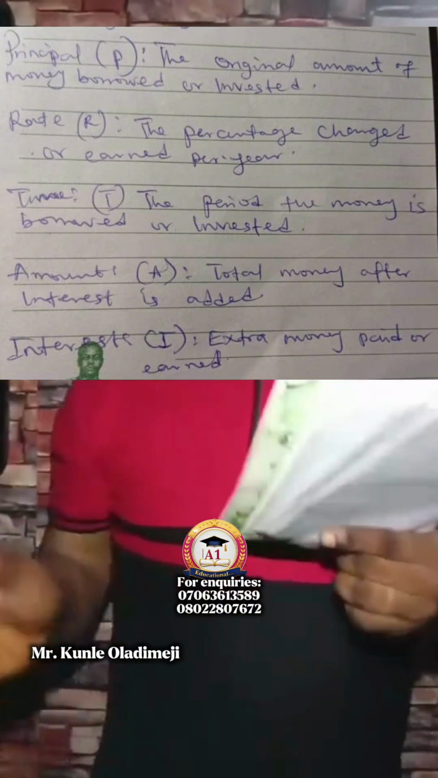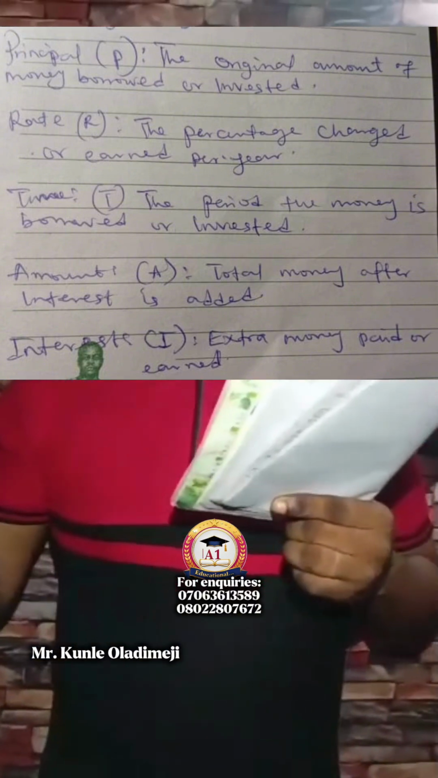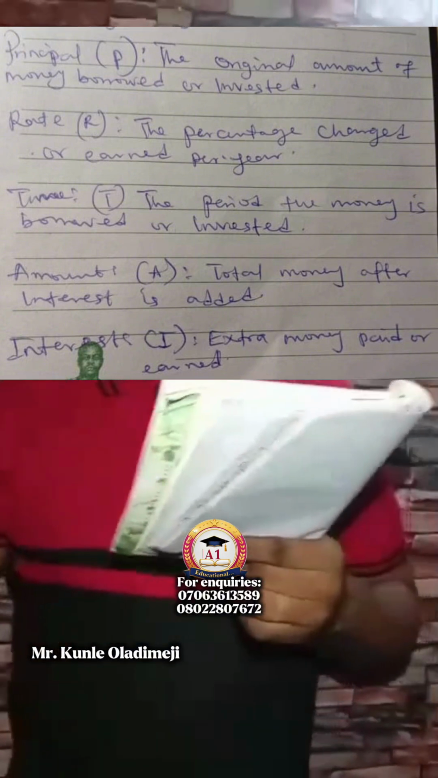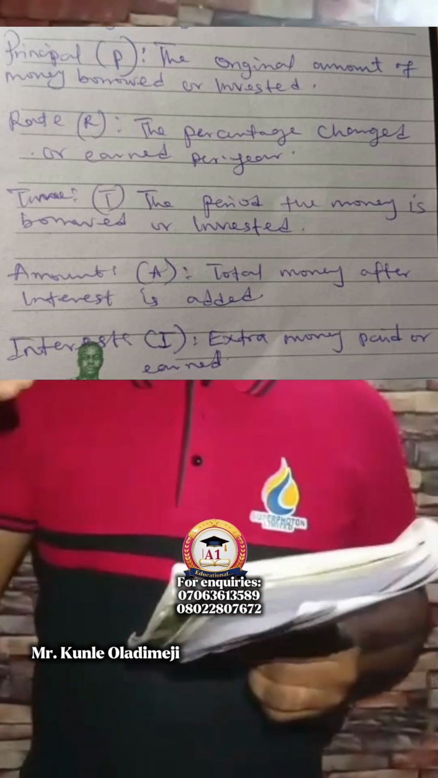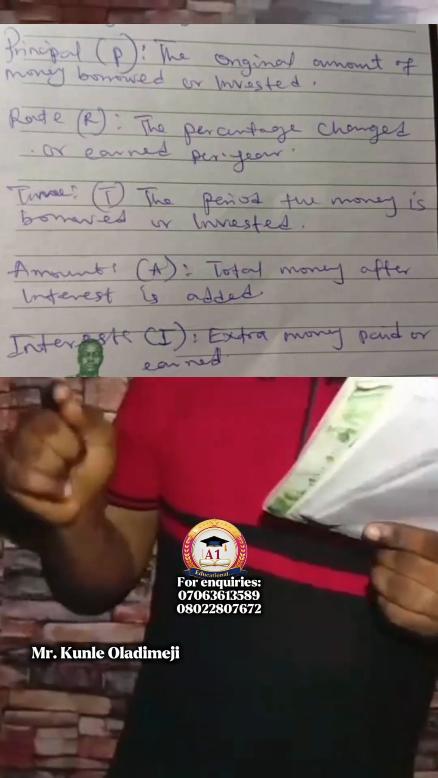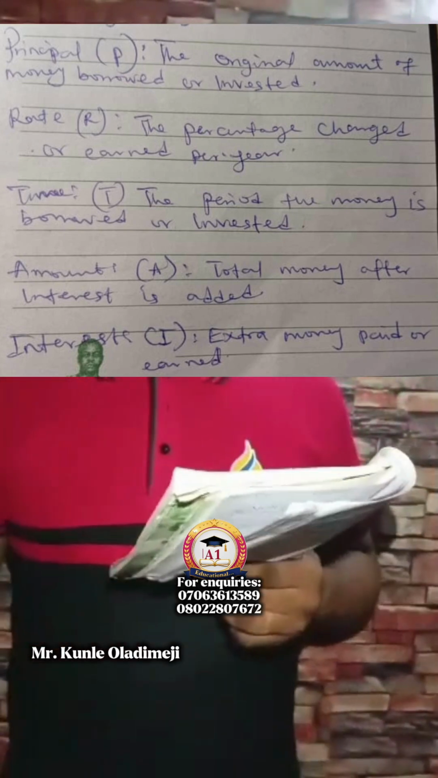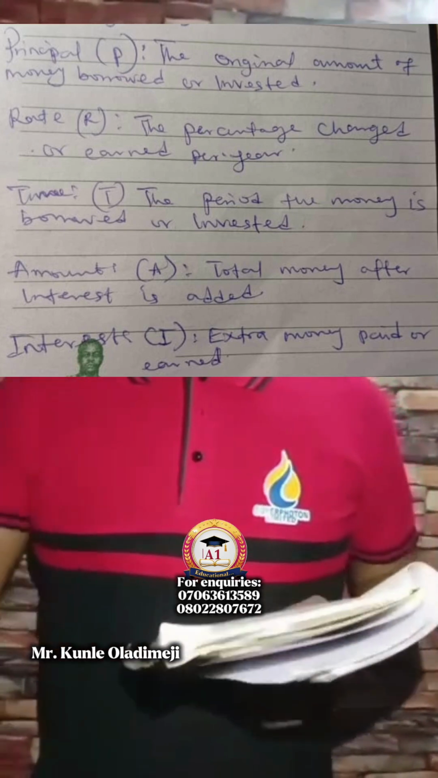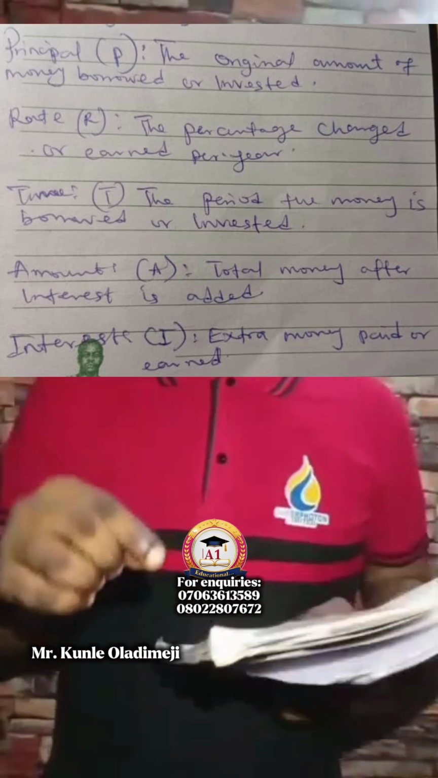We have the time. Time is the period the amount is being borrowed or invested. In the formula, there must be a time duration to the time of the borrowing. So the time is the time lapsed for the refund of the money. Then we have the amount, which is the total money after the interest is added. The amount is the money added to the whole thing, so it's added to the interest.